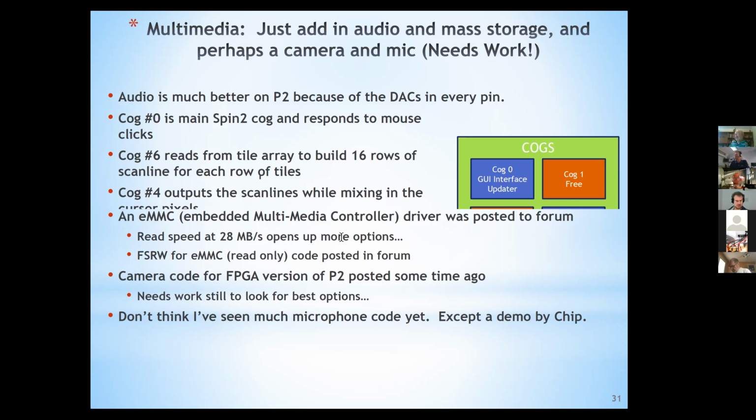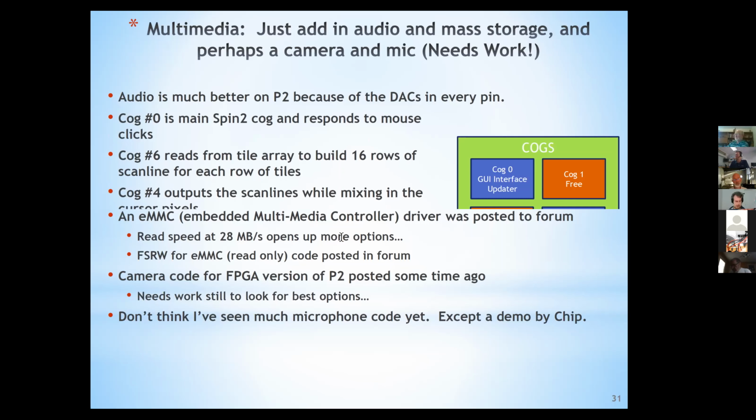One thing that I recently got going was eMMC, which is kind of an 8-bit version of microSD, which is very nice. And I got read speed more than 10 times faster. And that's very convenient for doing multimedia. Camera, I really want to get a camera going. I had code working some time ago with the FPGA version. I'm going to get going again. I think there's still a lot of work to do in that area.